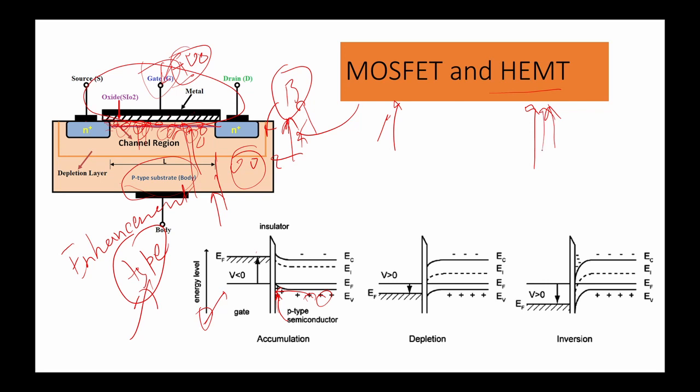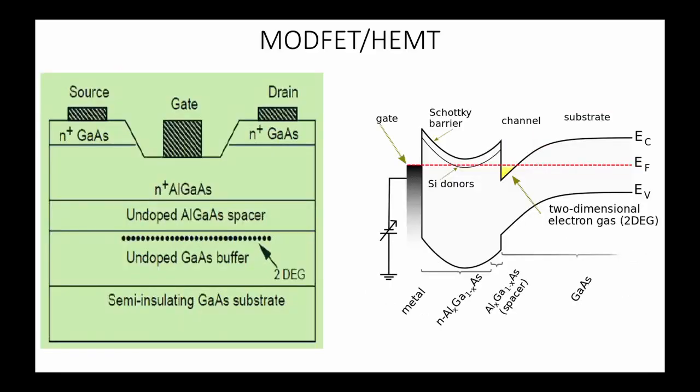But in the HEMT, at the heterojunction, these charge carriers, we can call it an electron gas, are separated from the impurities. So they are not scattered by the impurities. Because of that, in HEMT the electron mobility is much higher, around 5,000 to 6,000 centimeters squared per volt per second.